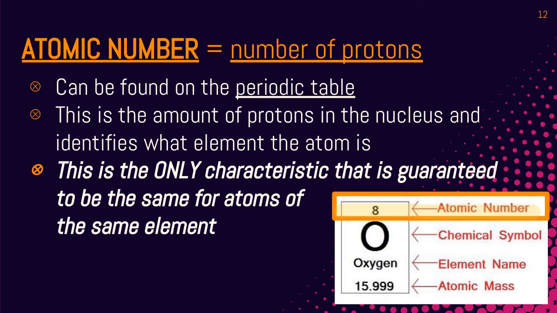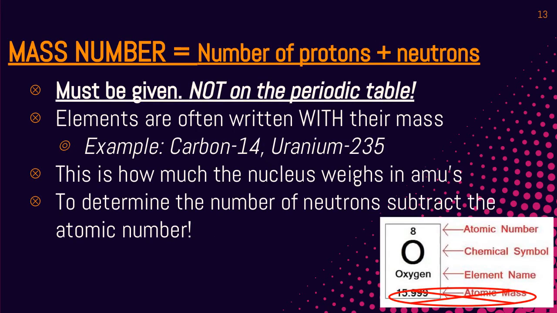And this is the only characteristic that is guaranteed to be the same for atoms of the same element. Like I mentioned earlier, electrons can change, neutrons can change. Atomic number, which is the number of protons, cannot change. Mass number. Now this is very commonly mistaken for being on the periodic table. You cannot find mass number on the periodic table. You'll notice on the key it says what's called atomic mass. That is not the same thing.